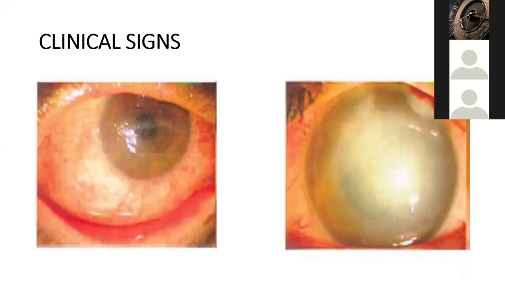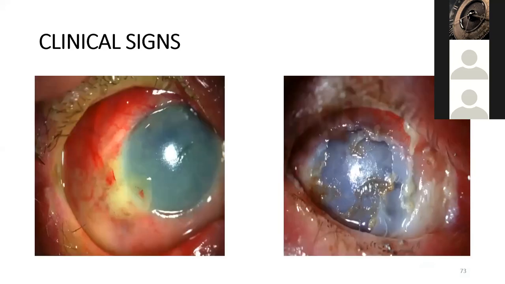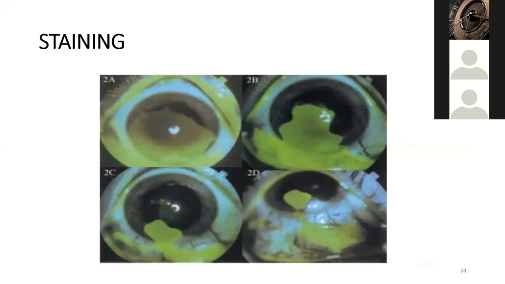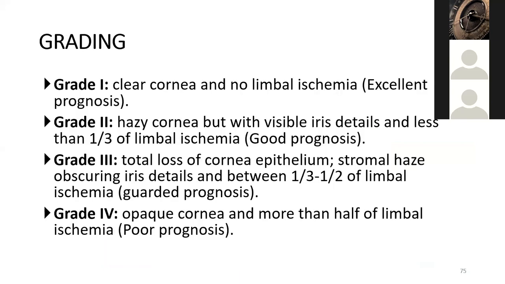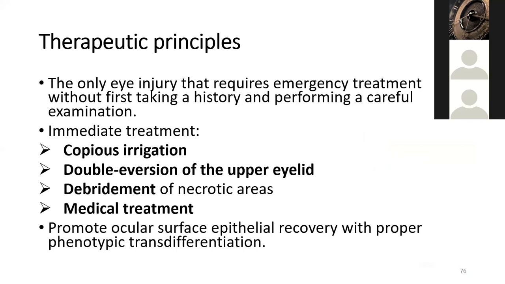The examples of chemical injury. This is shown by fluorescein staining. The grading of the different injuries helps in deciding on management. The only eye injury that requires emergency treatment without first taking a history and performing careful examination is when there has been a chemical splash into the eye.